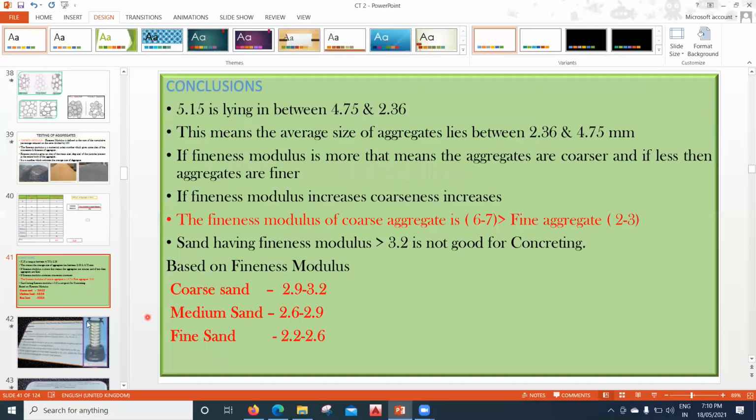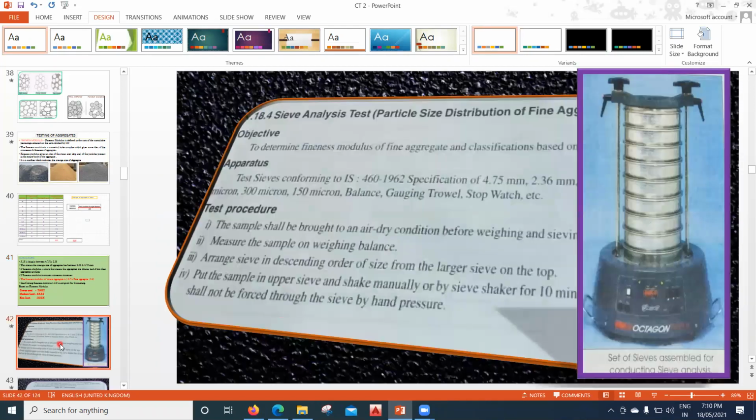In the next lecture we'll try to see how this test has to be done practically in the lab, and we'll try to understand them separately for fine aggregate as well as for the coarse aggregate.